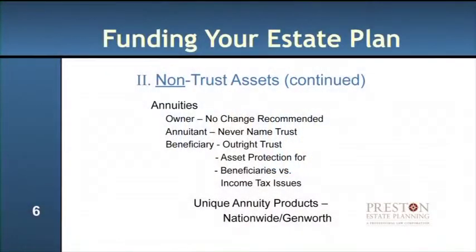When we talk about annuities, first of all, please remember that we've got 3 elements to an annuity. There's the owner. The owner of your annuity is the person that has the right to exercise the rights under the annuity contract. In other words, this is the person who can name beneficiaries. This is the person who can make withdrawals. This is the person who can annuitize the annuity if they want to.